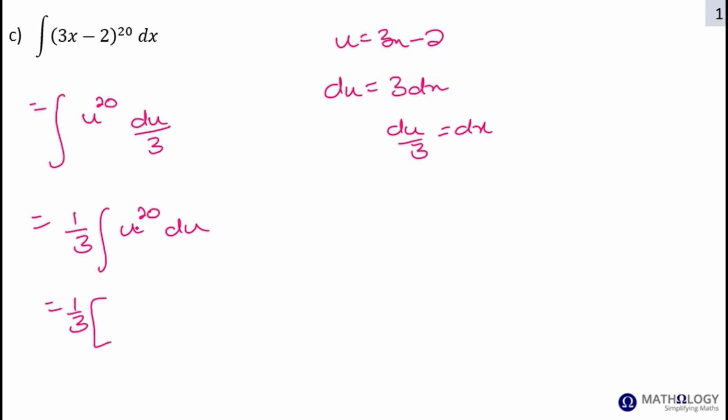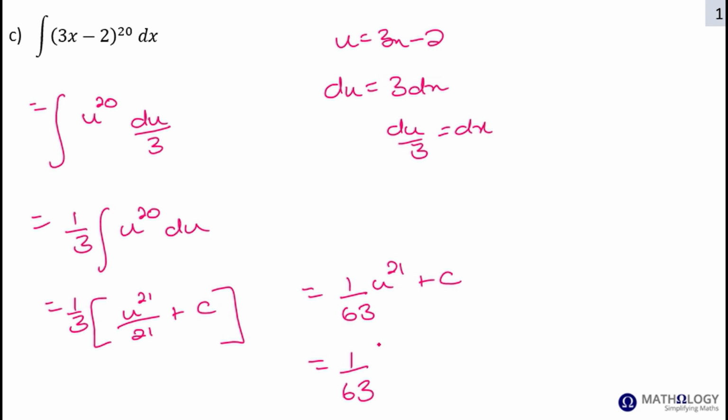And when we integrate u to the 20, we add 1, so we'll have u to the 21, and we then divide by this new exponent, 21, and we add the arbitrary constant c. So that will equal the third times 1 over 21, which is 1 over 63 u to the 21 plus c. And remember that u is 3x minus 2, so this is 1 over 63 times 3x minus 2 to the 21 plus c, and that is the answer.